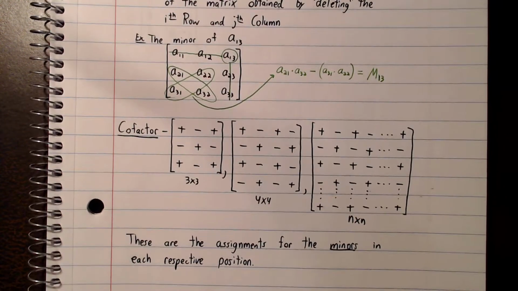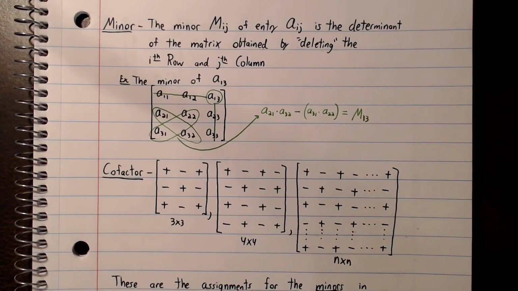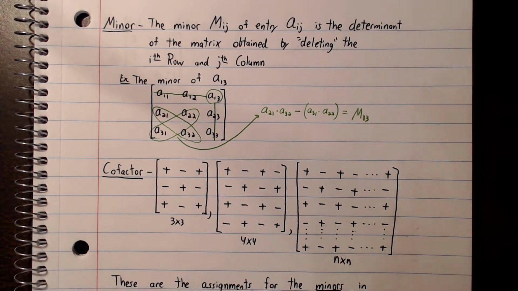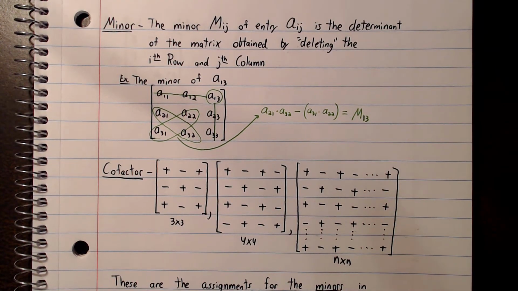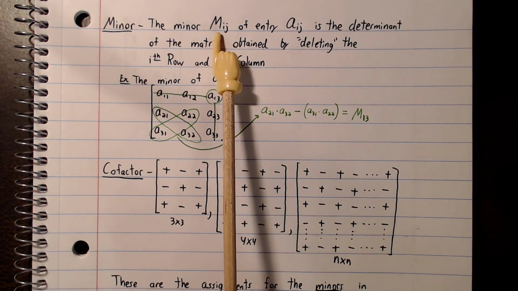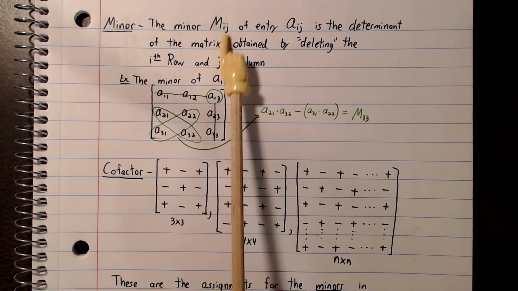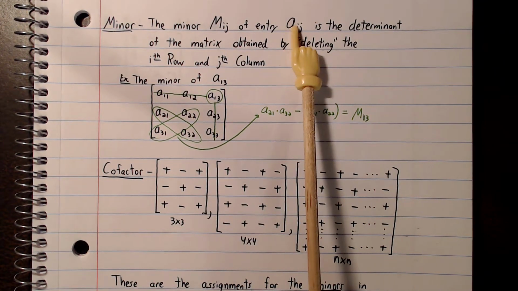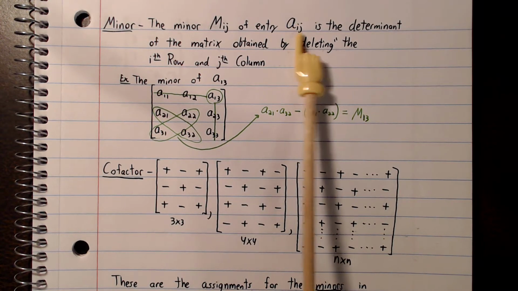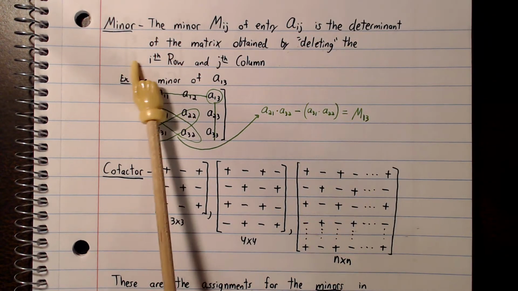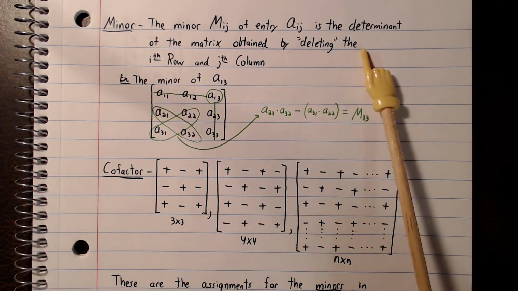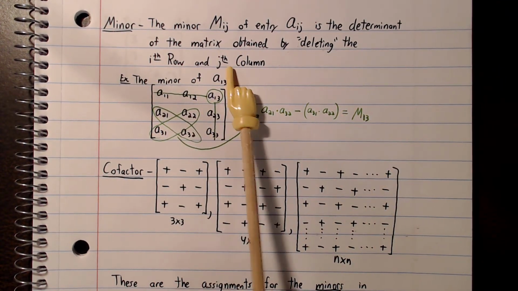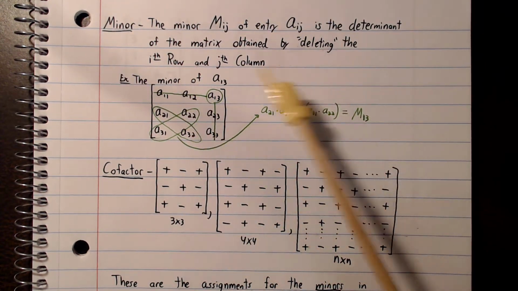Okay, let's talk about these real quick. Right, the minor, this is something, by the way, that we need in order to calculate the determinant of a 3 by 3 or greater. Okay, so the minor is an entry in our matrix, M for minor, at position ij, which is equivalent to the determinant of the matrix obtained by deleting the ith row and jth column. So this right here explains exactly how to find it.